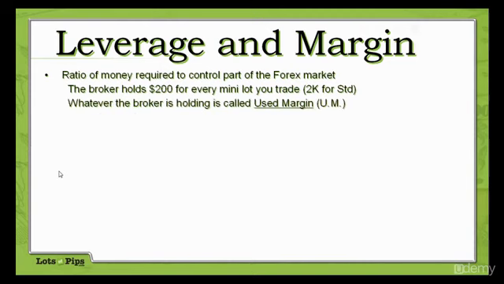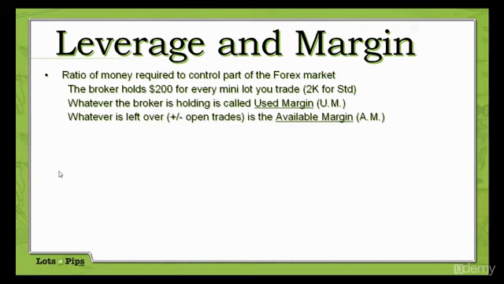Whatever the broker is holding is called the used margin. Now we're just going to get an overall glossy view of this. There's quite a bit to learn about margin and leverage, but we're just going to do a quick overview so you get an idea of what's involved. Whatever the broker's holding in your account is called the used margin. Whatever's left over after the broker holds that amount is called the available margin, plus or minus your open trades.